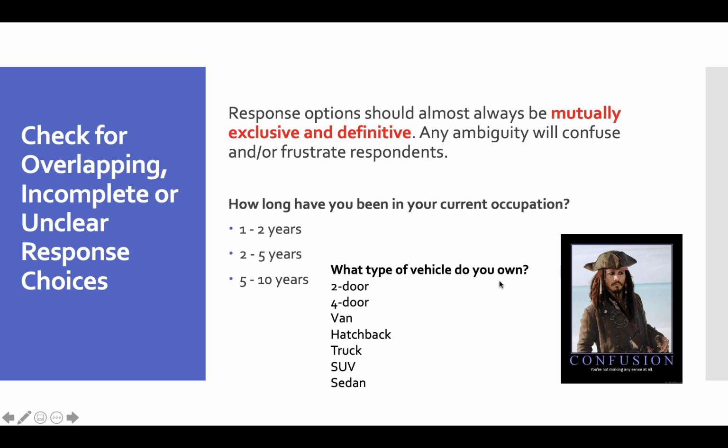What type of vehicle do you own? First of all, how do we know they own a vehicle? And the choices are a 2-door, a 4-door, a van, a hatchback, a truck, an SUV, a sedan. Okay, so here's what I think the issue is: what if I have a van with 4 doors? What if I have a hatchback with 2 doors? You can't mix these two together because they're not mutually exclusive. Get it? So make this 2 different questions.